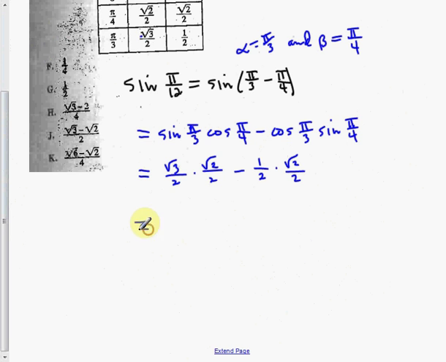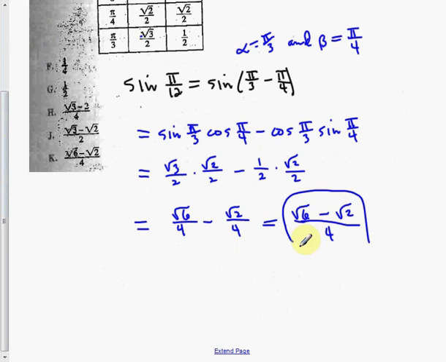Simplify that. This is the square root of 6, right? All over 4 minus the square root of 2 all over 4. And can't you simplify that? They're both divided by 4, so they have a common denominator. So this is the square root of 6 minus the square root of 2 all over 4. Looks like this answer right here.